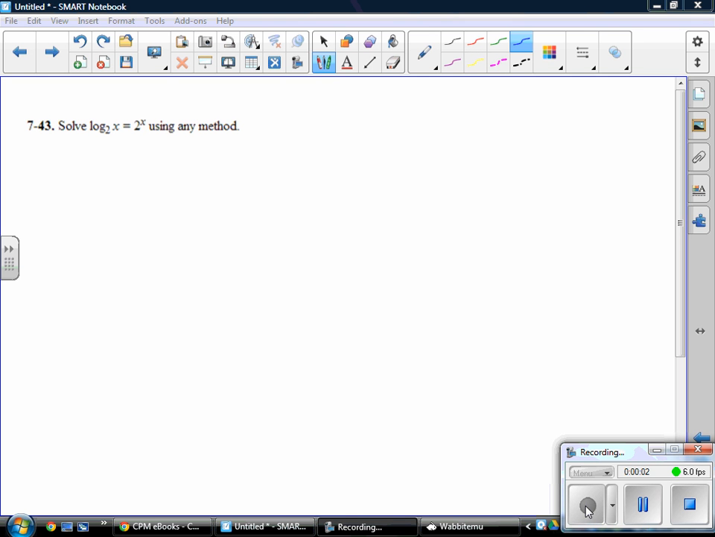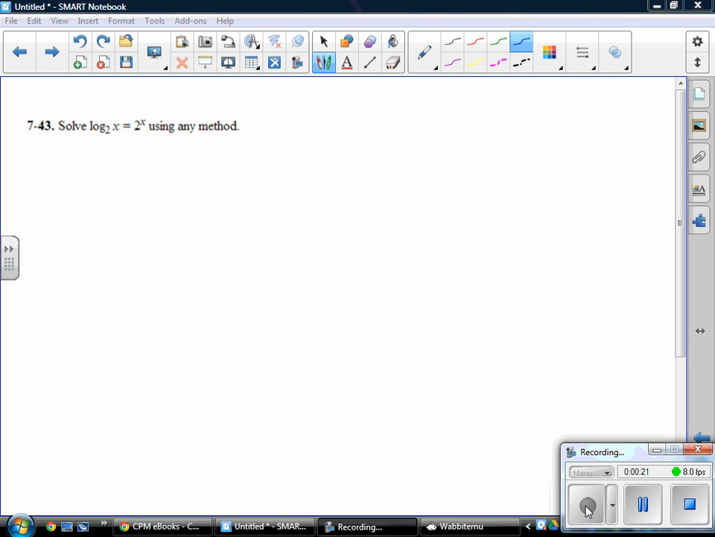This is problem 7-43 from section 7.1.3 homework. It says solve log base 2 of x equals 2 to the x power using any method. So something we can consider, just like the previous problem, is just graphing the equation, even though this doesn't tell us to graph it specifically.